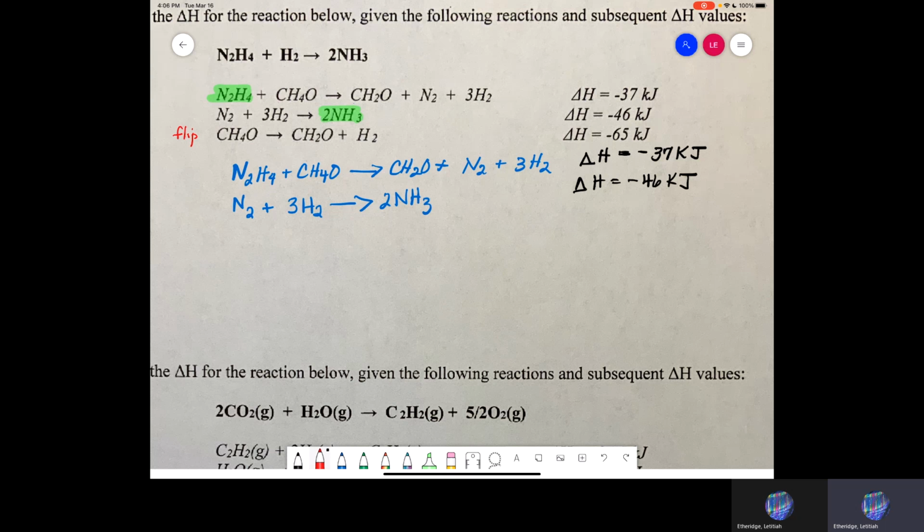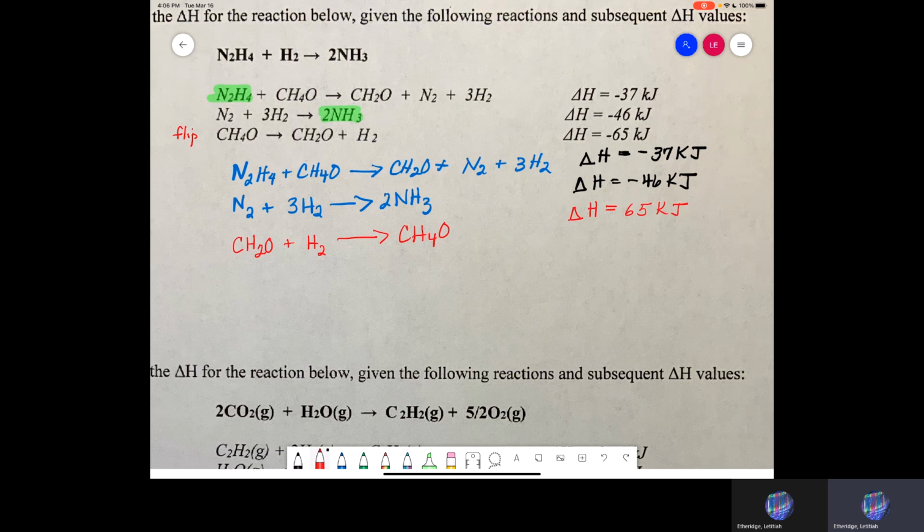Now, my third equation, my instructions say to flip it, so I'm going to flip it. So now all of my products become my reactants, and all my reactants become my products. So CH2O plus H2 yields CH4O. Now, because I flipped it, the heat changes sign: if it is negative, it becomes positive. So instead of negative 65, it is now 65 kilojoules.